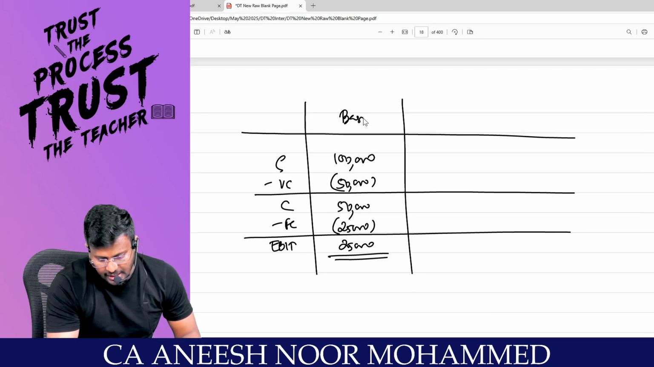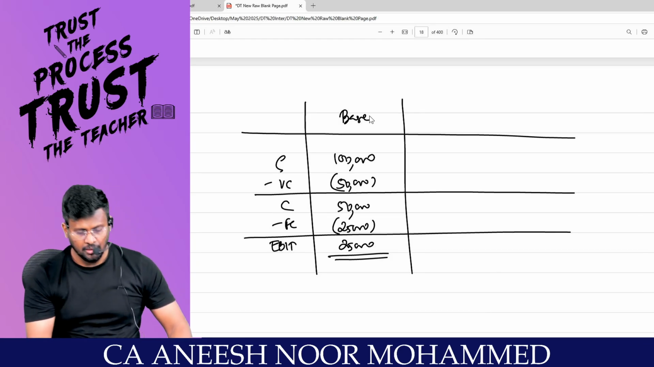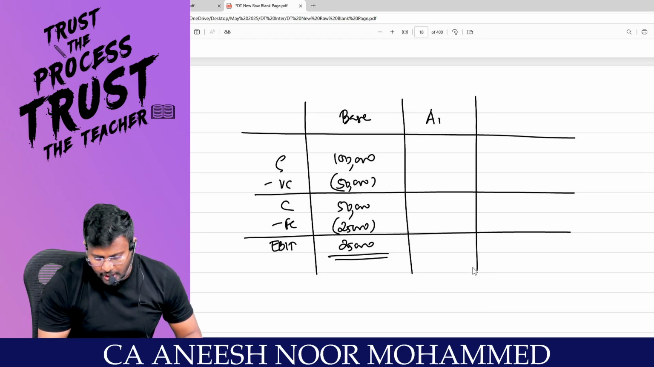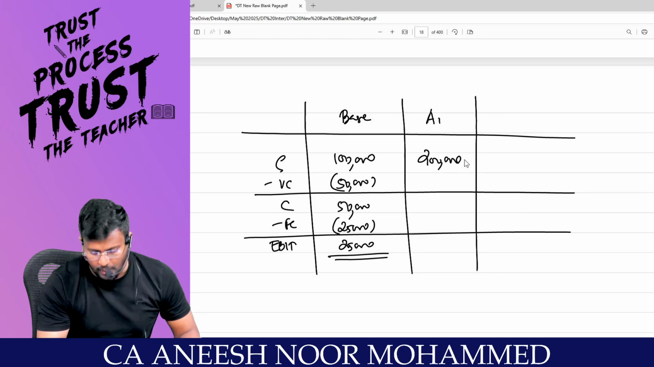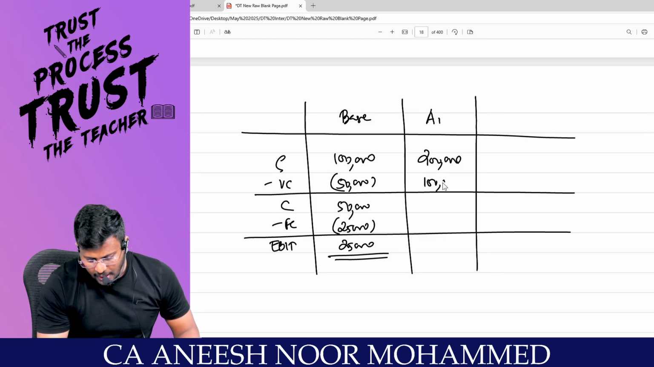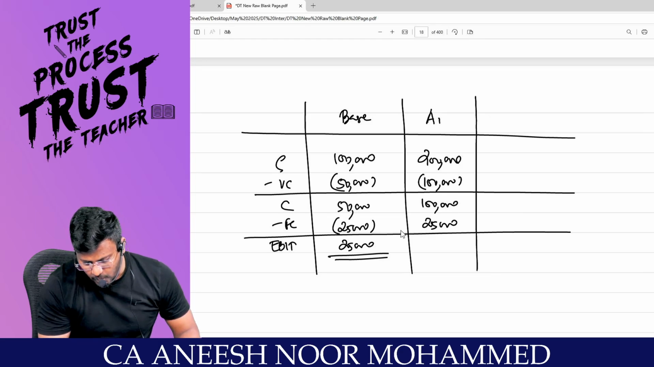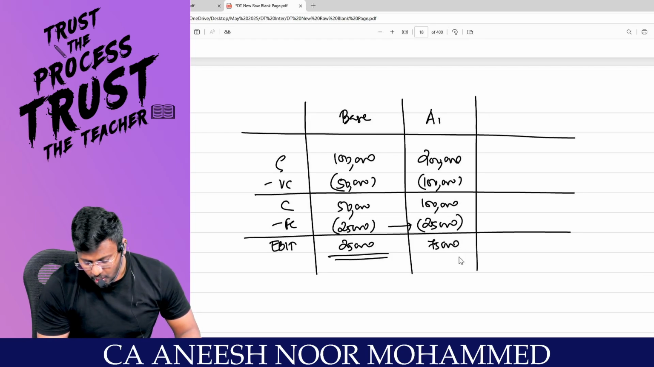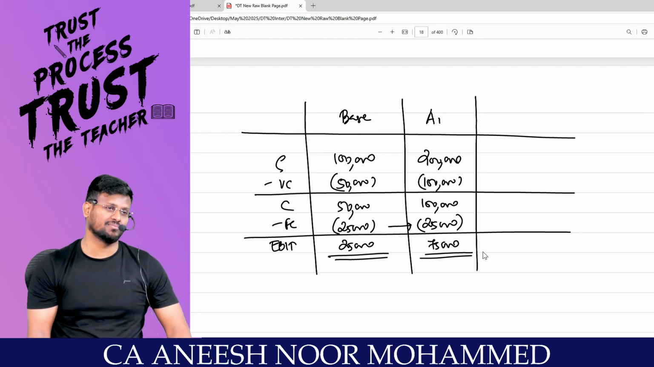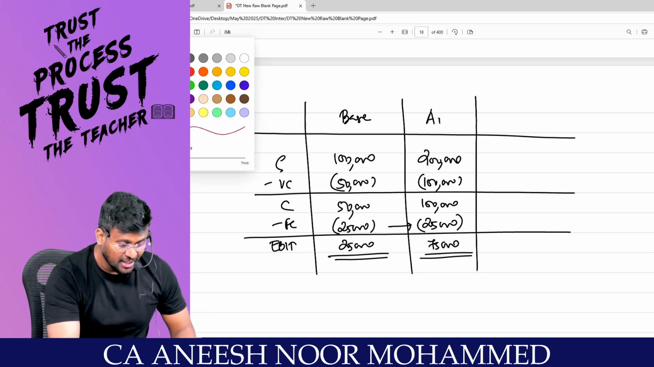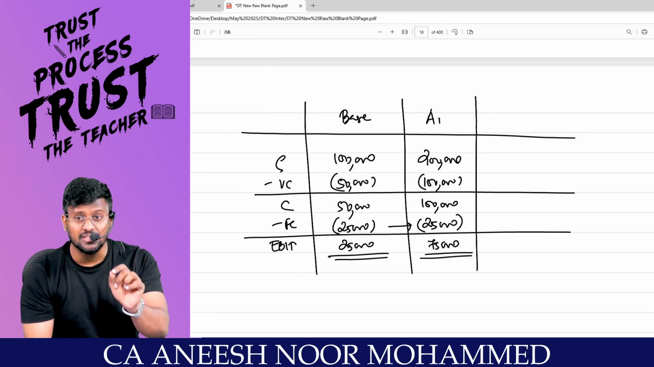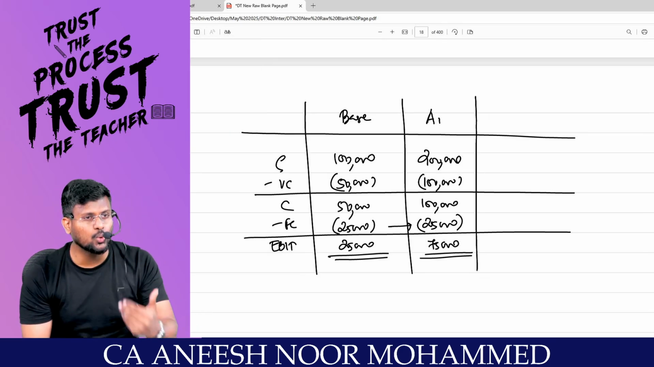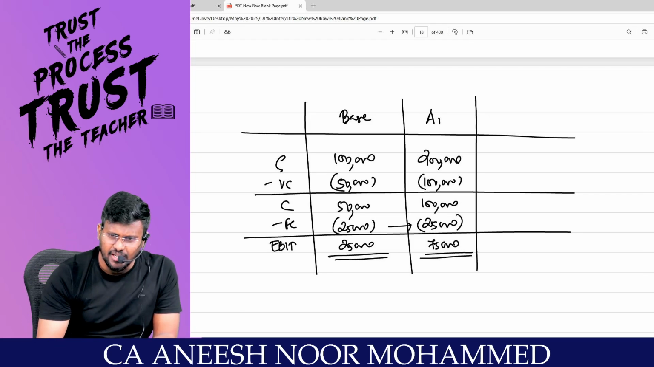This we call as base. Comfortable? Alternate number 1, we change the sales to how much? 2 lakh. Minus 1 lakh, we will get 1 lakh as the contribution. Fixed cost was fixed at 25,000. You got the EBIT as 75,000. Comfortable? You are very happy for alternate number 1. Very, very happy, because a 100% increase in sales will lead to a 200% increase in EBIT.